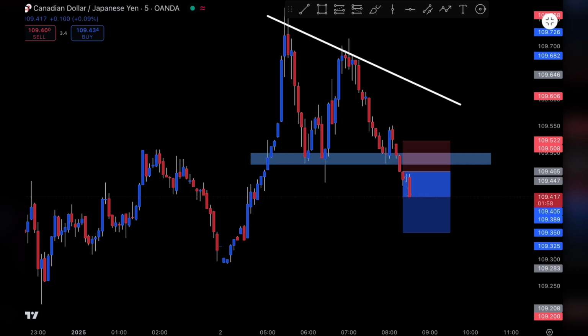For my take profit target, I aimed for this previous market structure low down here. This gave me a risk-reward ratio of around 1:2, which is perfectly in line with my trading plan. Remember, never take a trade without calculating your risk-to-reward ratio. It's one of the golden rules of trading.